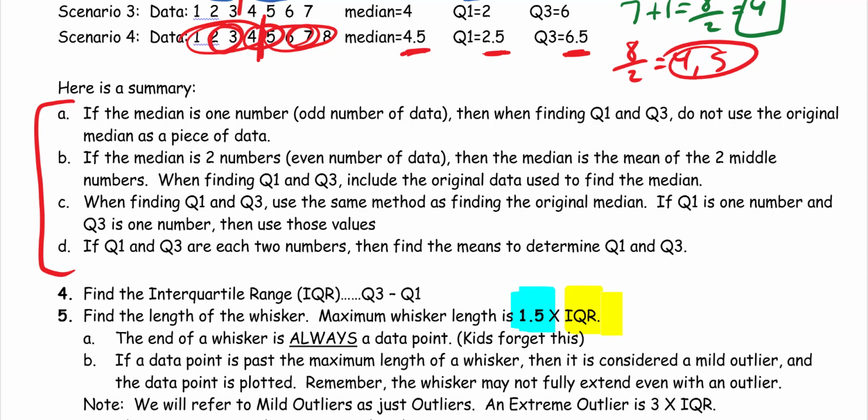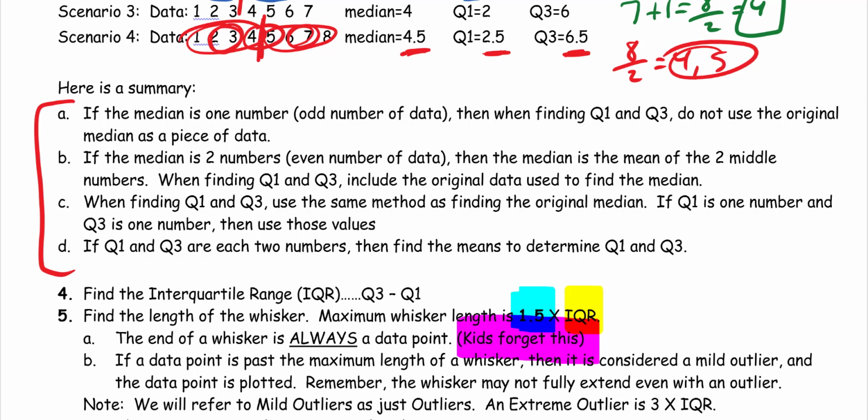The end of a whisker is always a data point. And notice what I wrote here: kids forget this. The end of a whisker is always a data point. So you don't extend the whisker all the way out to the end. Wherever the highest data point is that's within the whisker, that is going to be the end of the whisker. Again, I'll show you an example in a little bit, but super important.